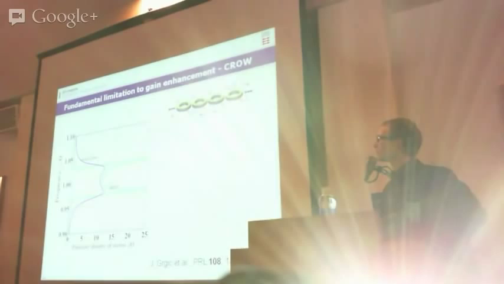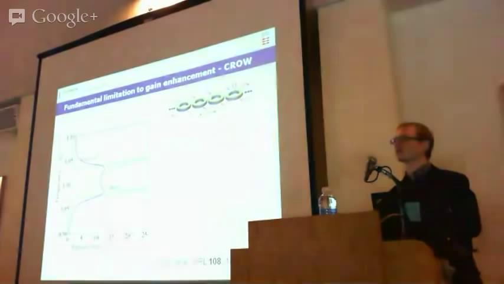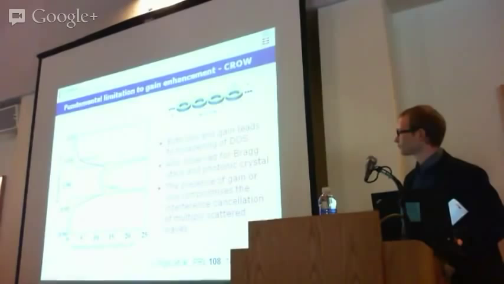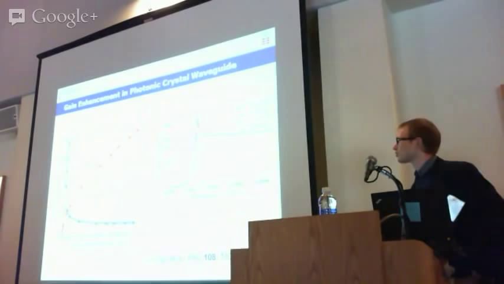But in a refraction, there's actually no difference between gain or loss. So by adding gain, we get the same issues. You actually cannot get the same slow light enhancement. So this is intrinsic. If you have a uniform structure, then you cannot get around this. It's not a huge problem.